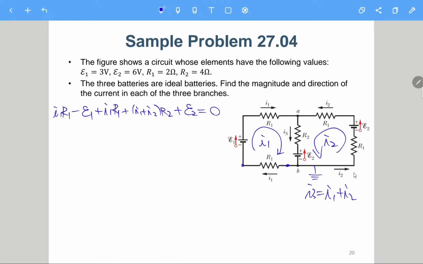And then for this one, we also start from point B. So we have I2 R2, I2 R1 for this resistance. And this is not a voltage drop, so we have a minus E2, and then this is a voltage drop, so we have a plus I2 R1, and then this is a voltage drop, so we have a plus I1 plus I2 all multiplied by R2, and then this is a voltage drop, so this is plus E2 equals 0.